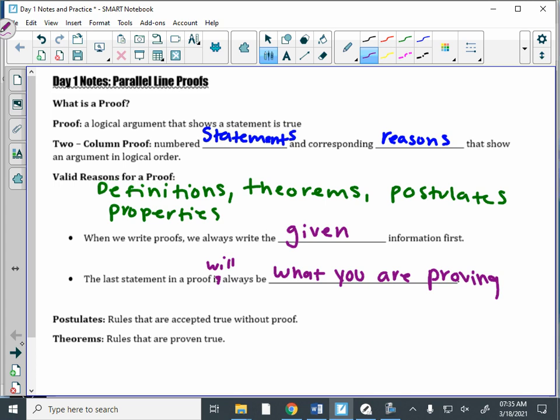And if you recall from the beginning of year, postulates are rules that are accepted true without proof. Right? They're just kind of like those no-brainer statements. Oh yeah, like there's no argument against it. It's just accepted true.